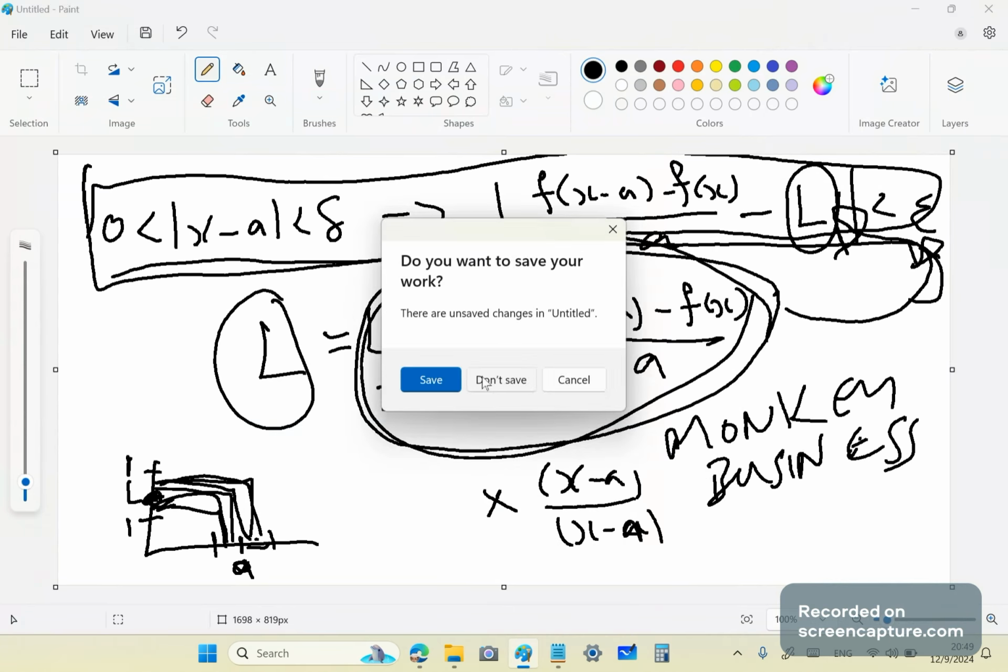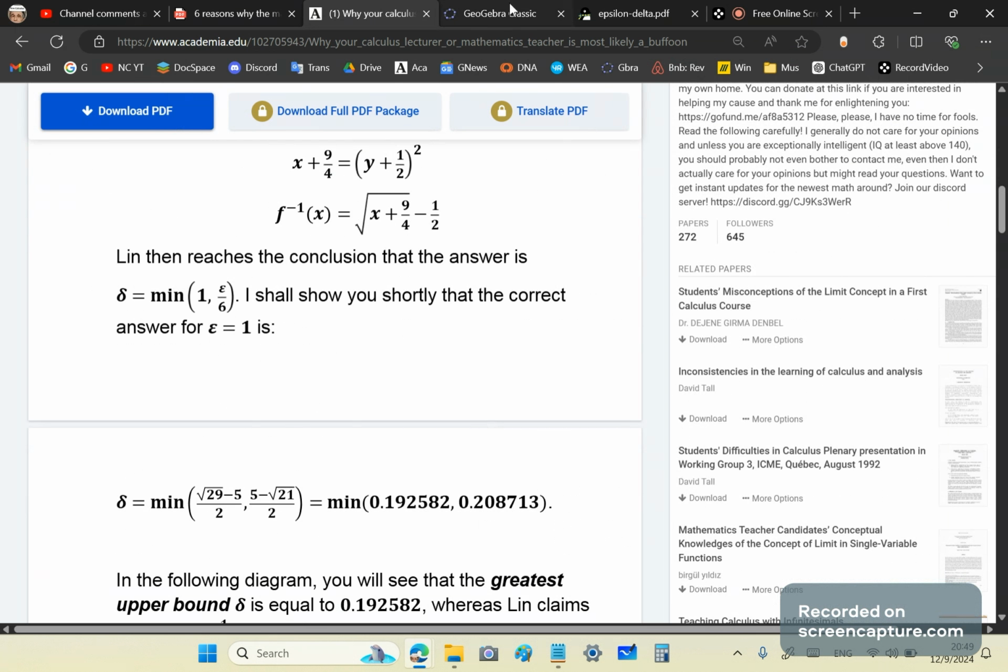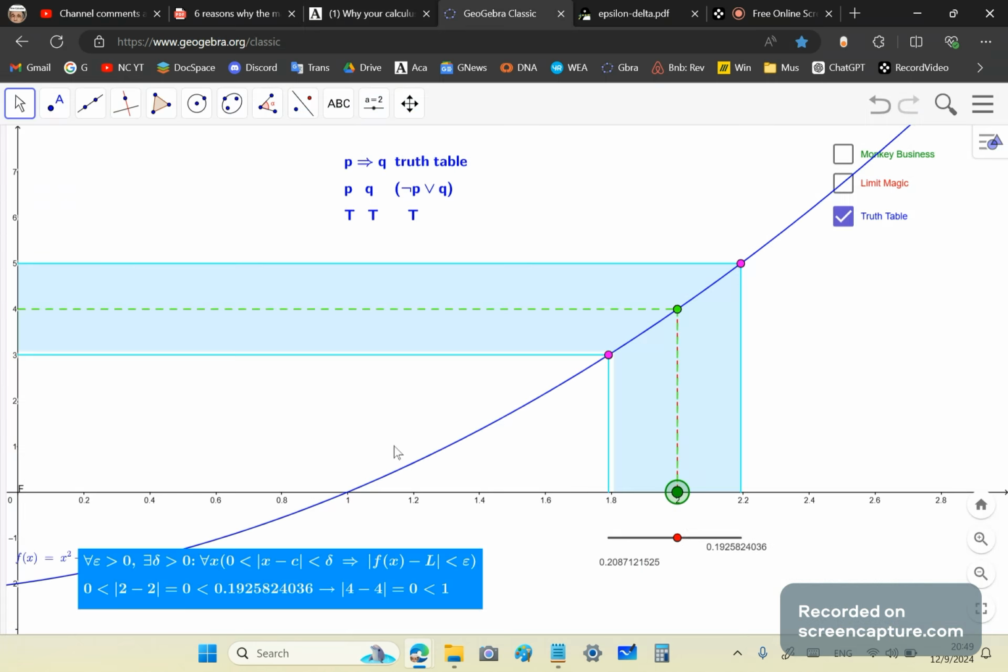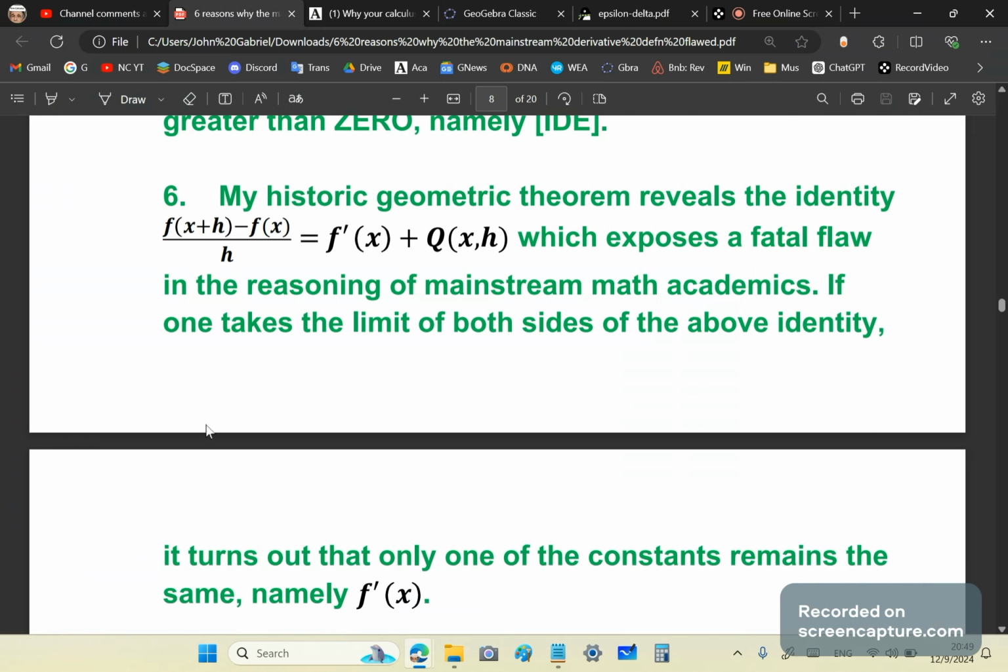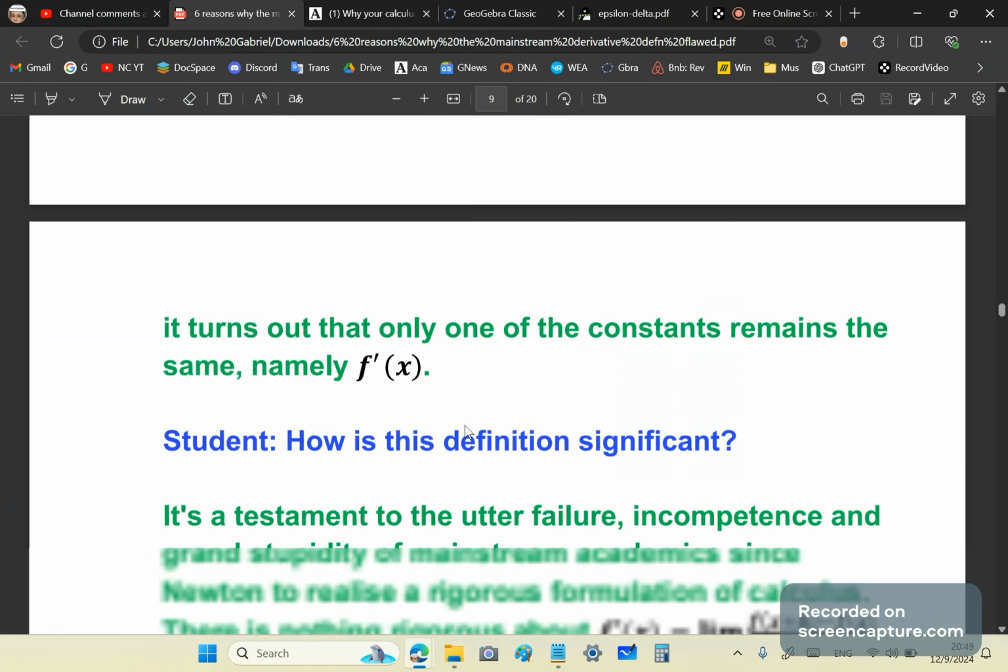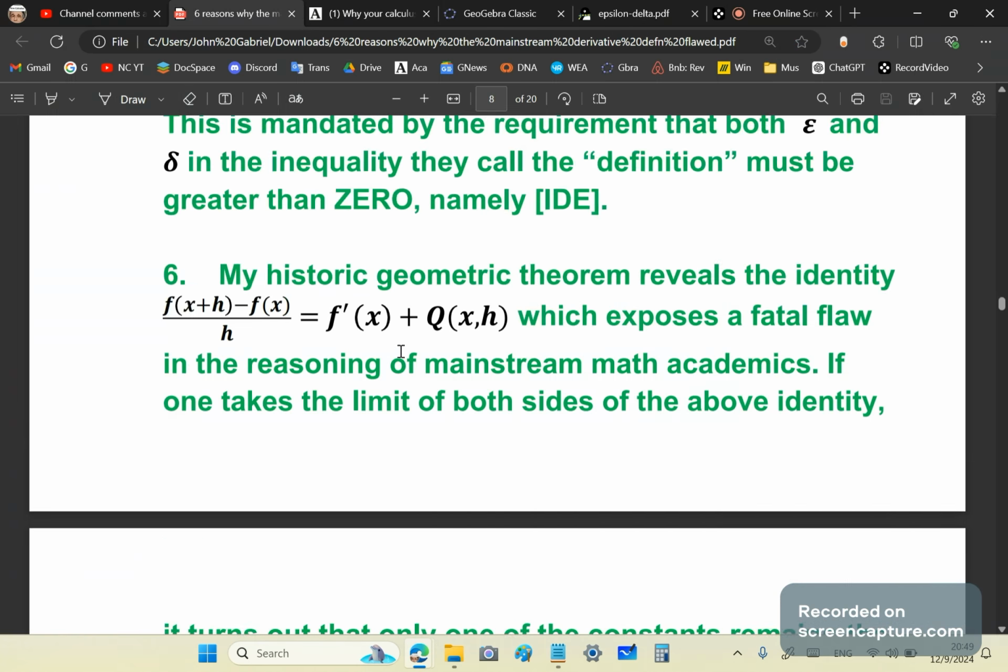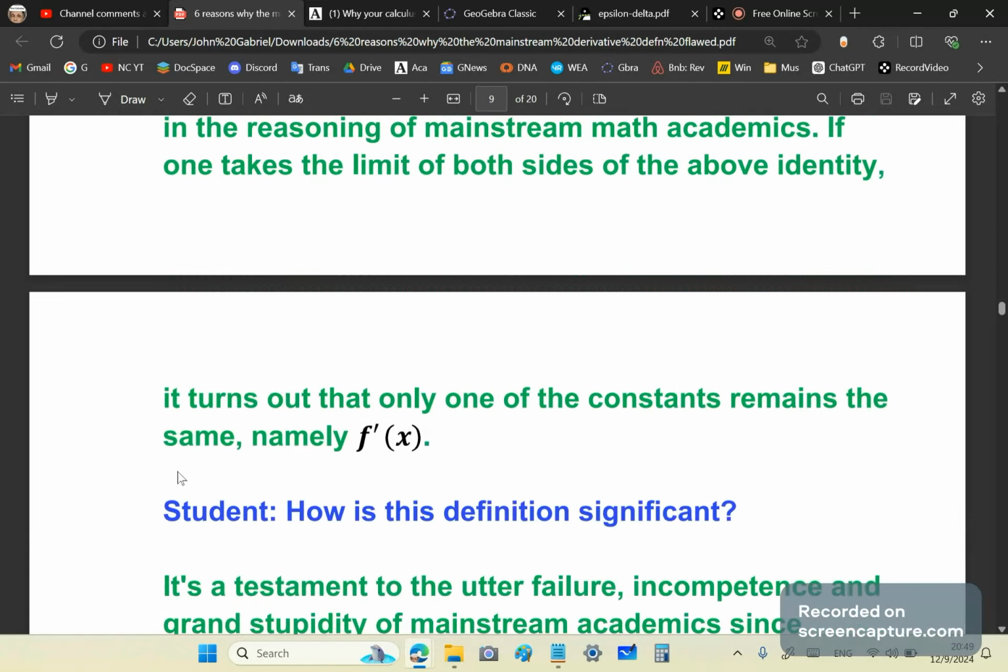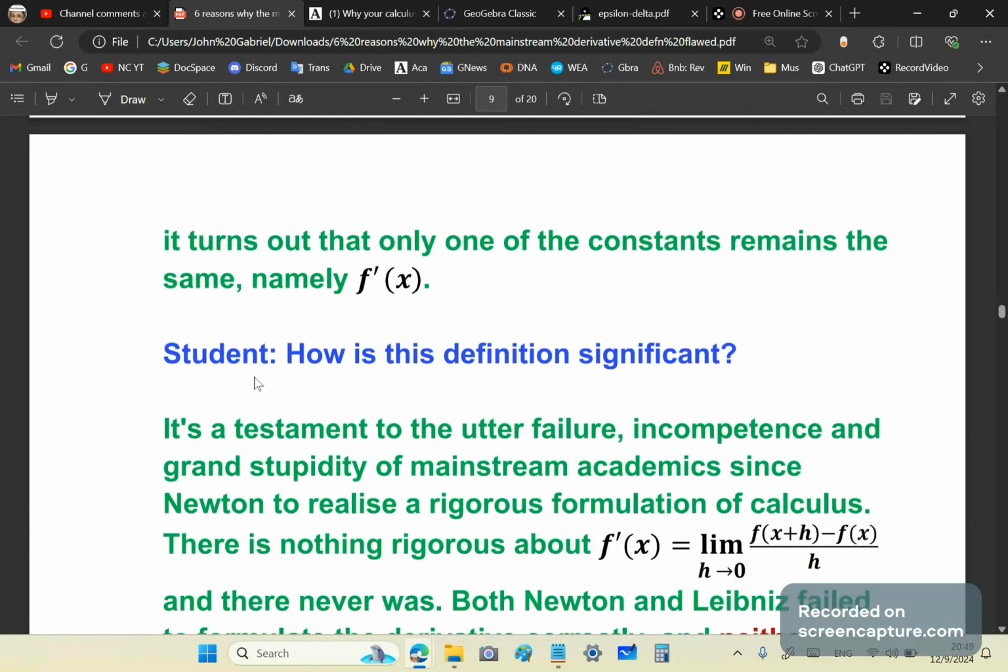All right, so let's close this. And so what I'll do is I'll give you a link to this applet and summarize quickly. My historic geometric theorem exposes this fatal flaw. So you can't just decide that that goes to 0 and this left-hand side morphs into the derivative. It's just nonsense. I mean, it just shows you that your calculus teacher or your math professor is stupid. They don't understand these things.